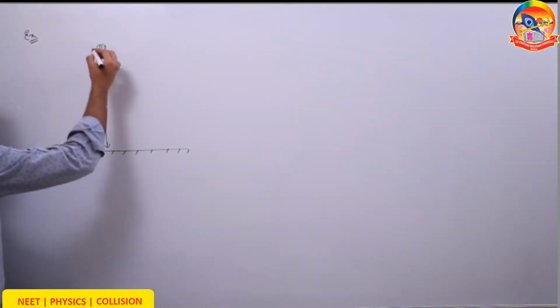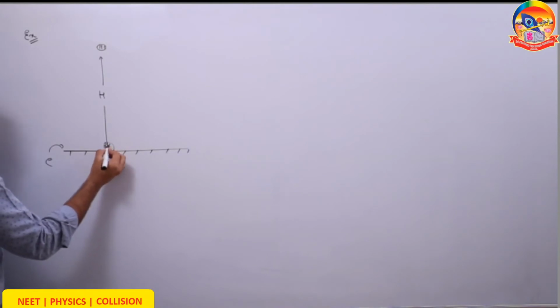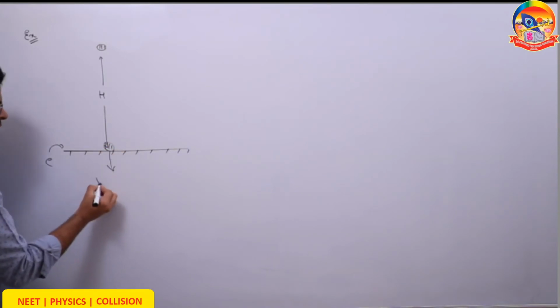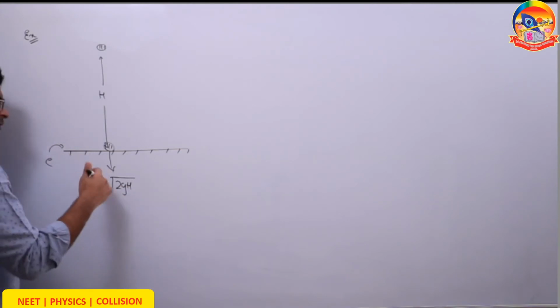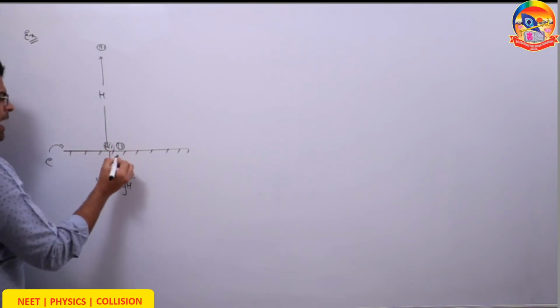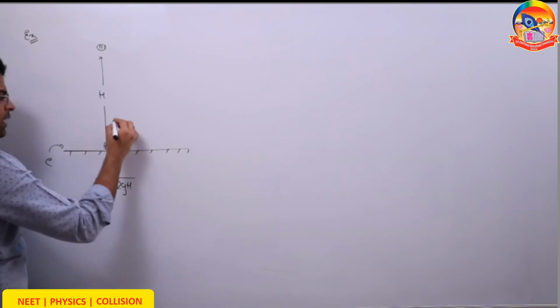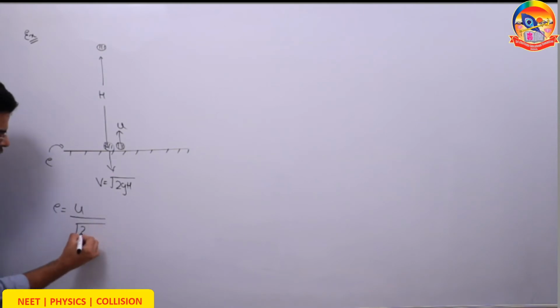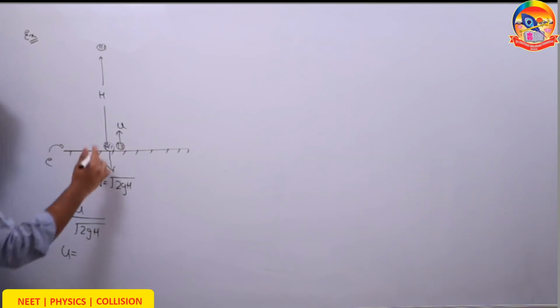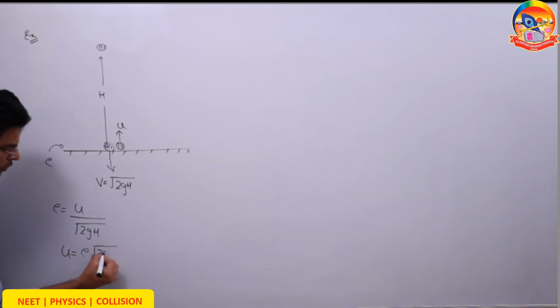First of all, when the ball falls, just before hitting the surface, it will have a downward speed v equals under root of 2gh. Let's say after collision, this ball tries to go back up with a speed u. You will say that coefficient of restitution equals velocity of separation upon velocity of approach. So here you get that the velocity with which it bounces back after collision is e times under root of 2gh.